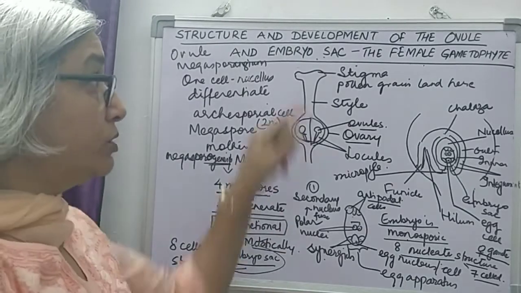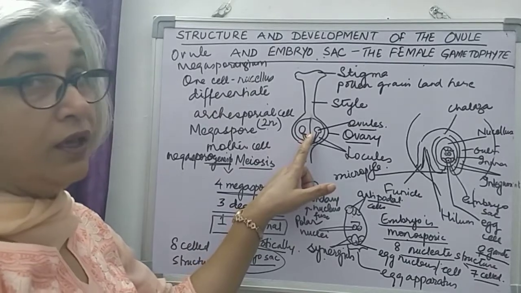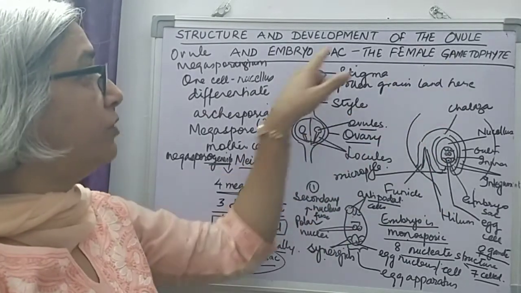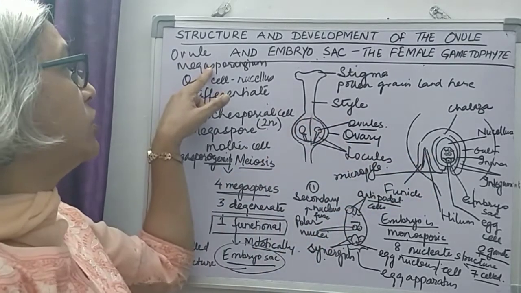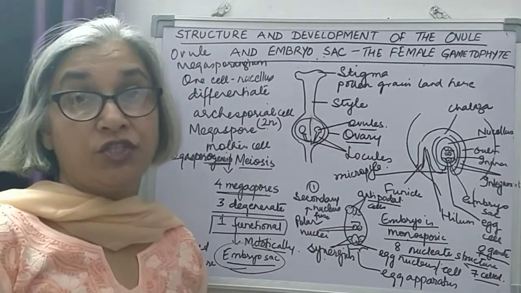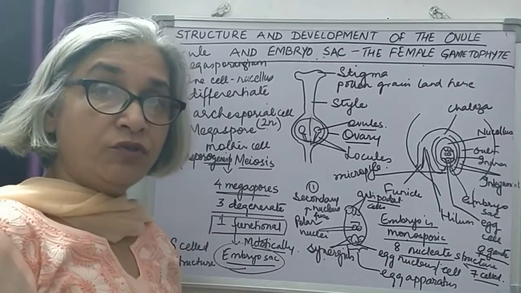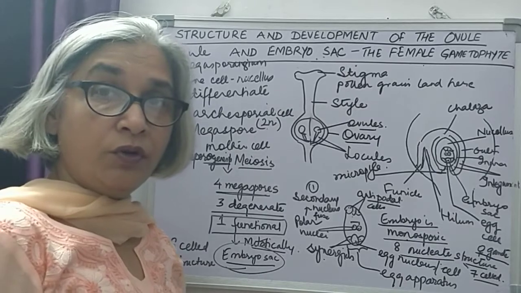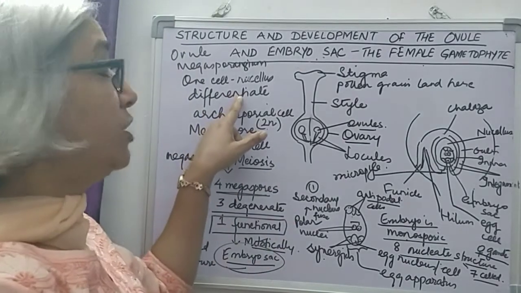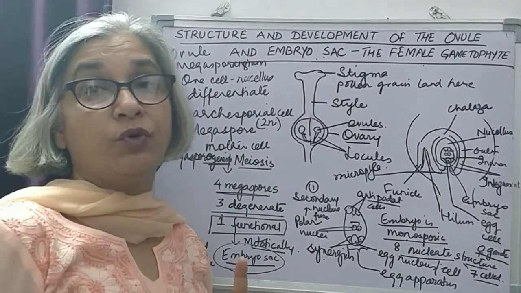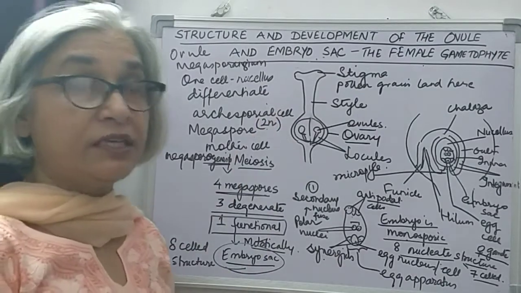So this is about how the ovule develops inside the ovary and how the female gametophyte, that is the embryo sac, develops inside the ovule, which is also called the megasporangium. The process of development of the embryo sac or the female gametophyte from the megaspore mother cell or archesporial cell is called megasporogenesis. So this was how the female gametophyte develops.